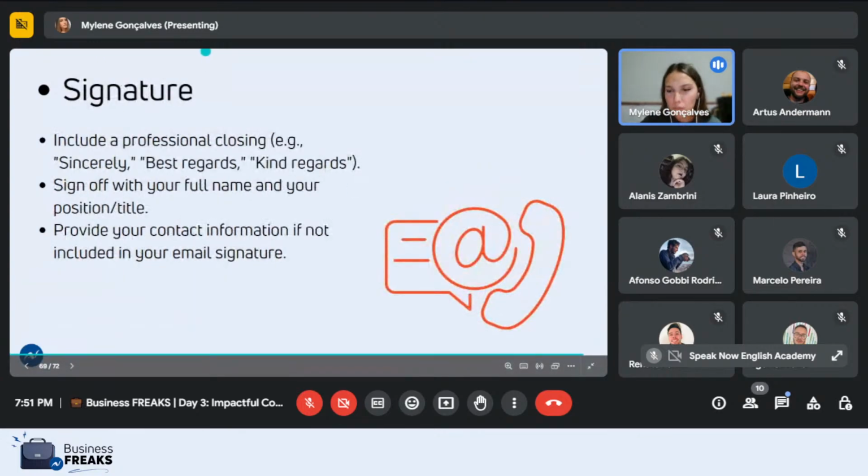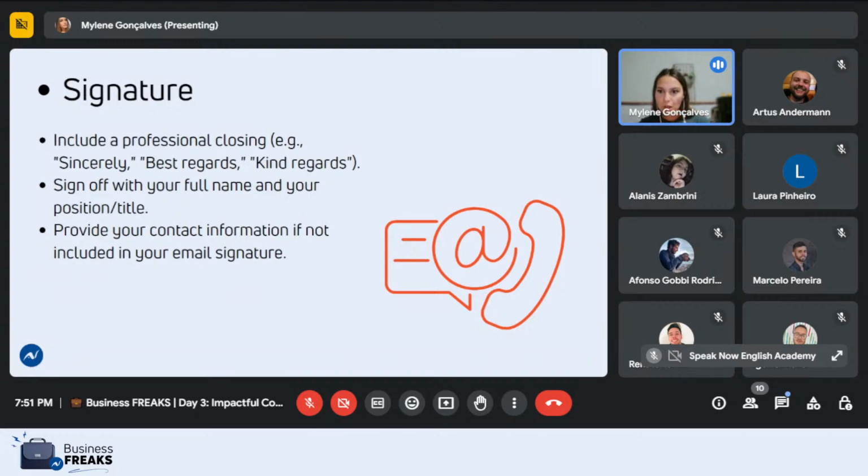And the last one, the signature, that you have to put your name and the information for the contact, right? So Renato, would you like to read it? Of course. Signature. Include a professional closing. For example, sincerely, best regards, kind regards. Sign off with your full name and your position/title. Provide your contact information if not included in your email signature.